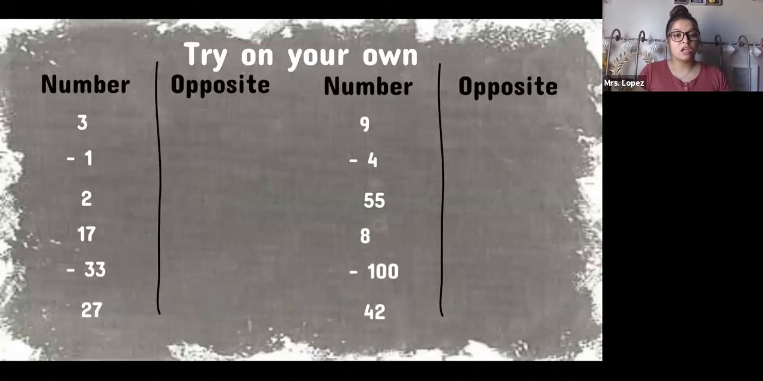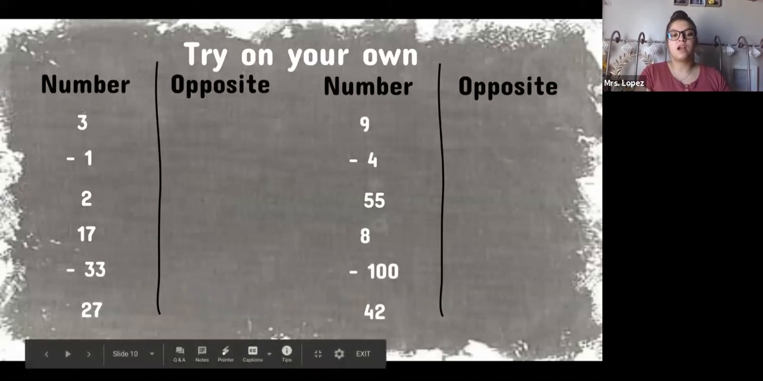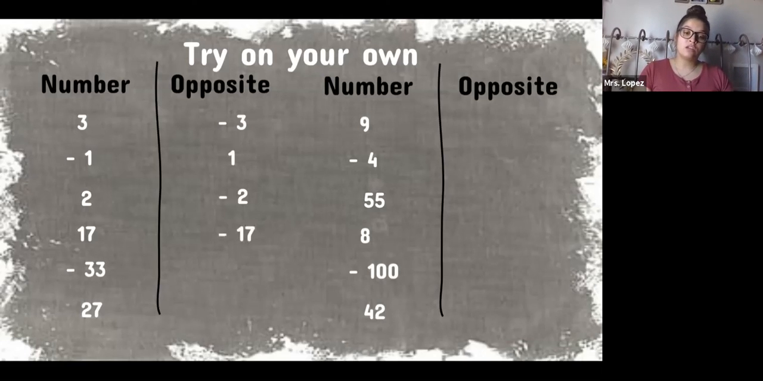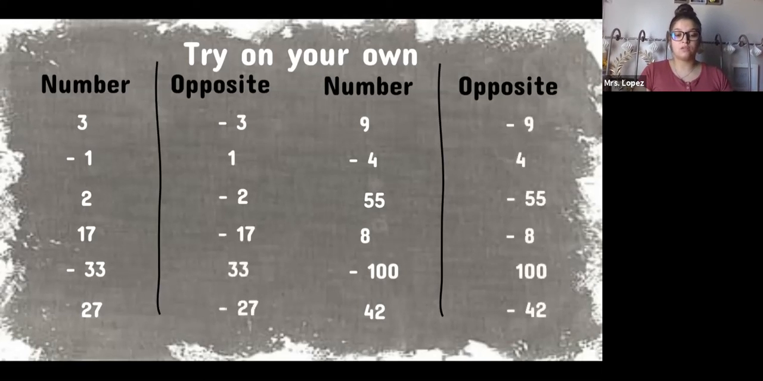Okay, welcome back. So we know that the number opposite is just changing the sign in front of the number. So if we have number 3, we know that the sign opposite of positive is going to be negative, so we should have -3. We have -1. We want the opposite sign in front of it, so we're going to have +1. We have +2, so then we should have a -2. We have +17, so we should have a -17. We have a -33, so we should have a +33, and so on.